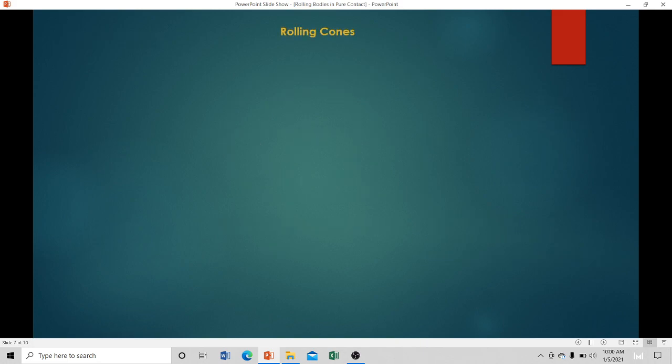So for the rolling cones, we have external contact. It is similar to the internal and external cylinders. The linear velocity must be equal in order to prevent slippage at this point of contact. The only difference is that it creates an angle.